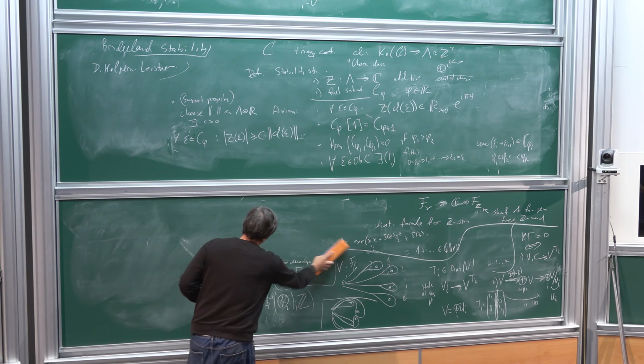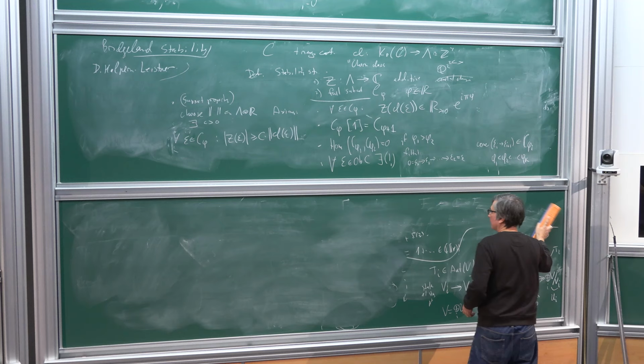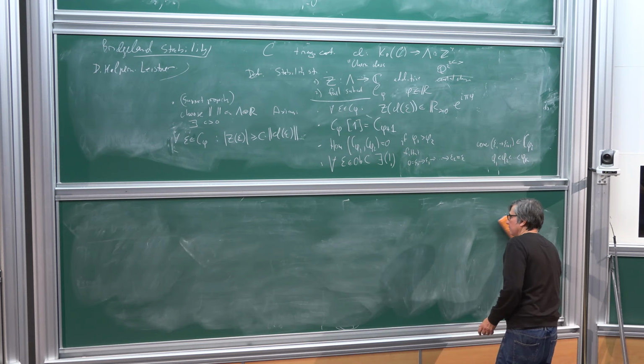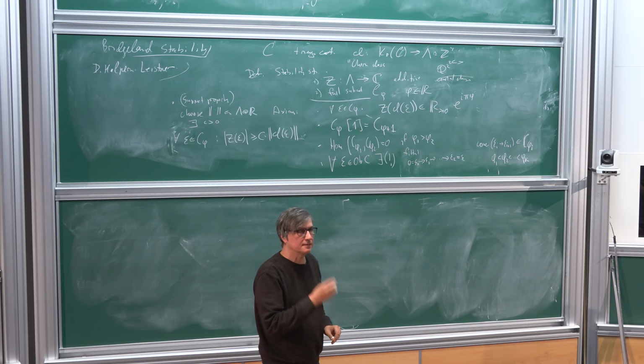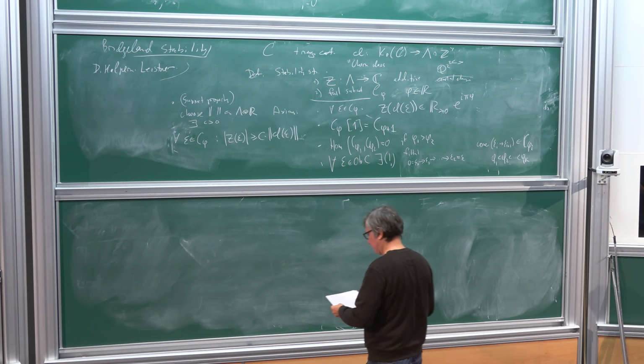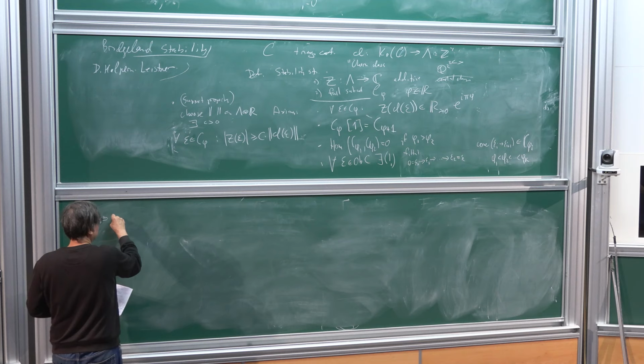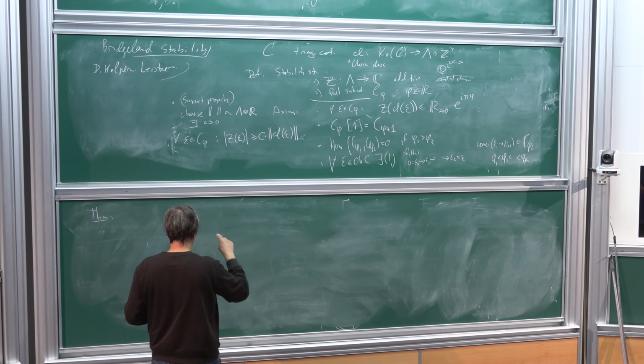There was even a Bourbaki seminar on this. Is it the case that this implies that any object in C phi has finite length? Yes, yes. And in truth, are there only finitely many C phi's or infinitely many? Oh, infinitely many.